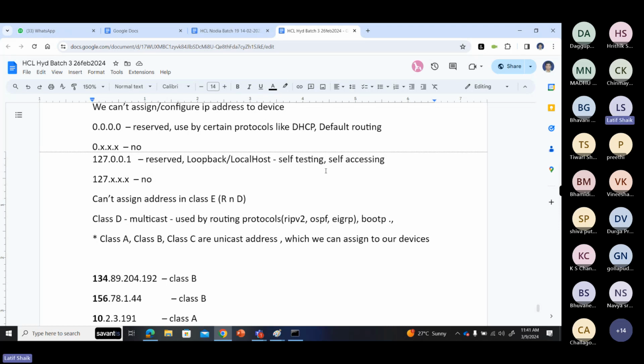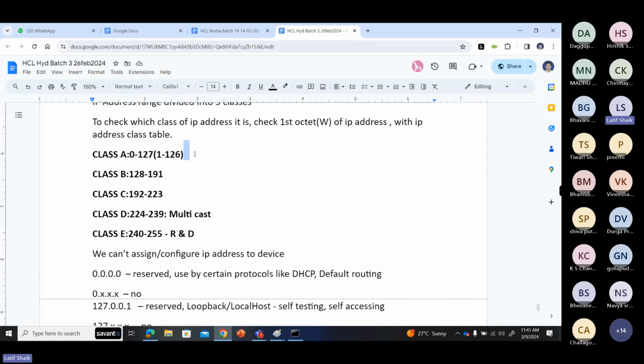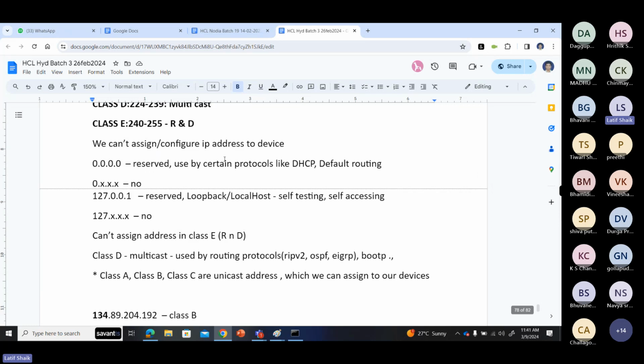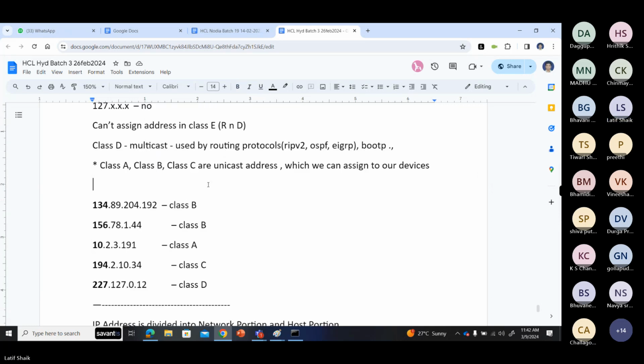Even though Class A is the 0 series to 127, we don't use it. That's why I put 1 to 126, because we don't use 0 and we don't use 127. So this is the usable part. This is the total range, but the usage part is this one.